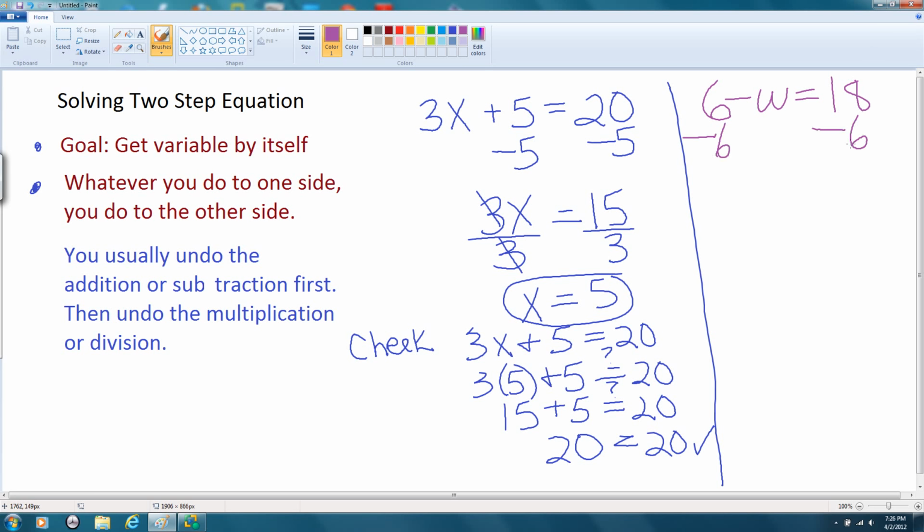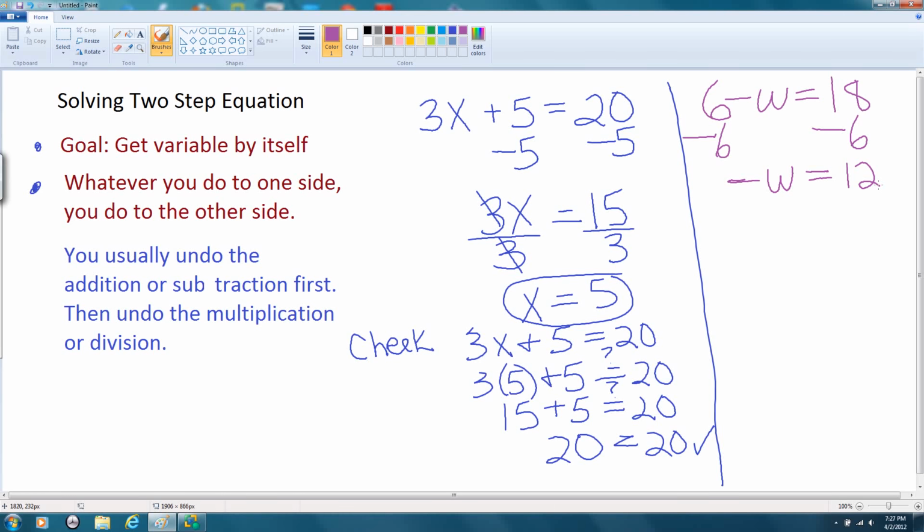And 6 minus 6 is 0, but then I still have 0 minus w. That's the opposite of w. We could say negative w, but we don't really know what w is, so we'll say the opposite of w is equal to 18 minus 6, which is 12. Well, I'm just about there. I have the opposite of w is equal to 12, but I don't want negative w or the opposite of w. I want plain old w.